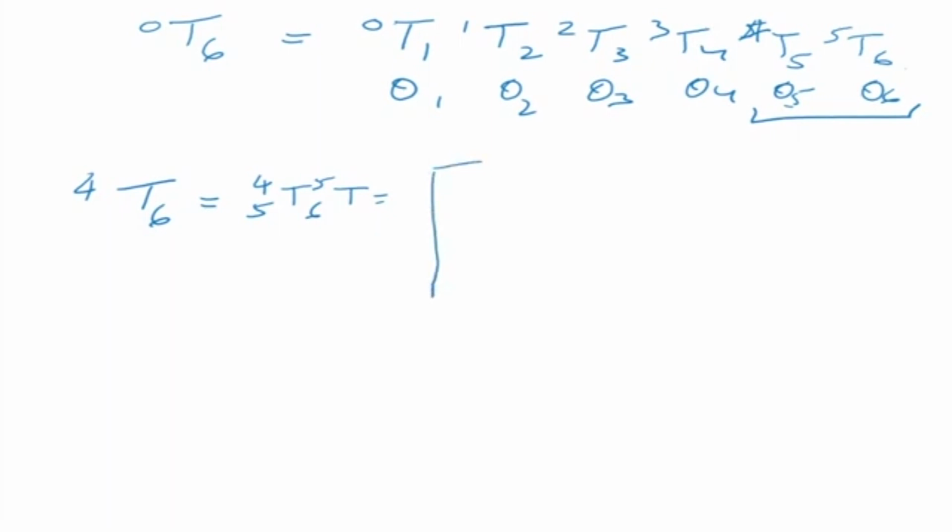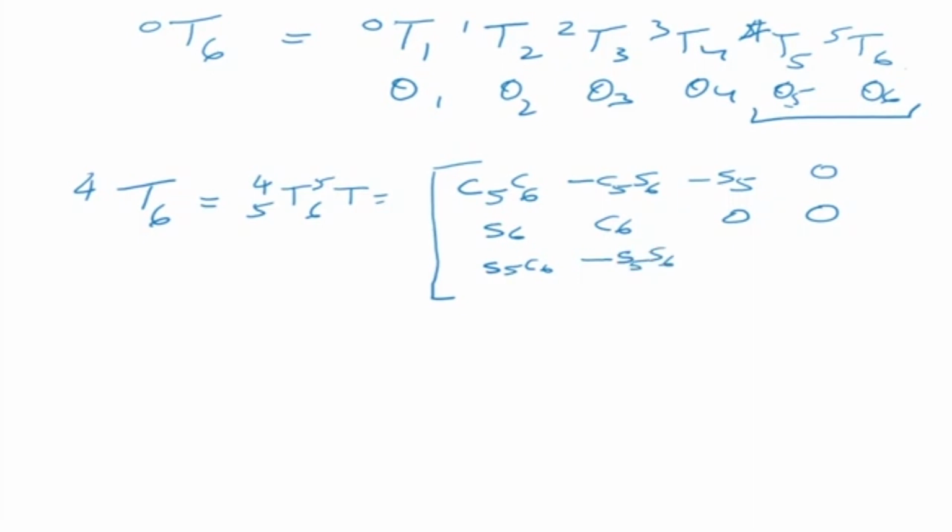So we have seen what these matrices are. If you just multiply them out, what you get is C5 C6, minus C5 S6, minus S5, this becomes 0, and this becomes S6 C6 0 0. This becomes S5 C6, minus S5 S6. So the two variables are theta 5 and theta 6 that you can see. That is 0, this is 0 0 0 1. Let's call this equation number 1. Okay, so this is one multiplication we have done.